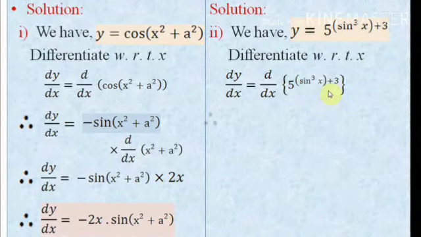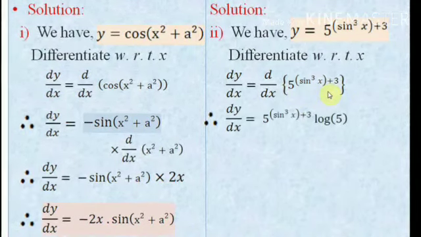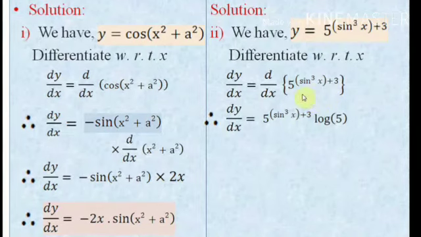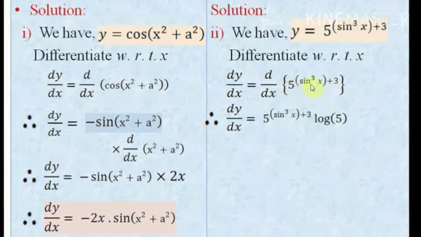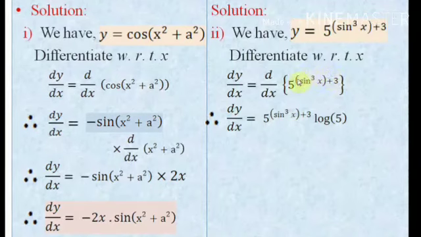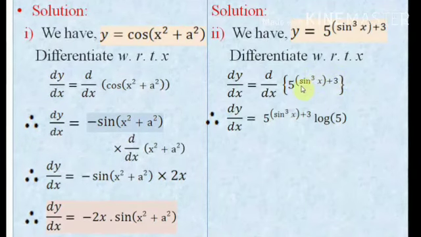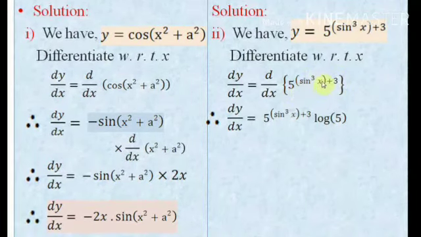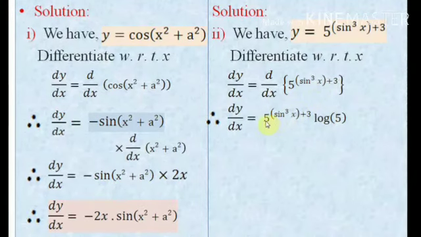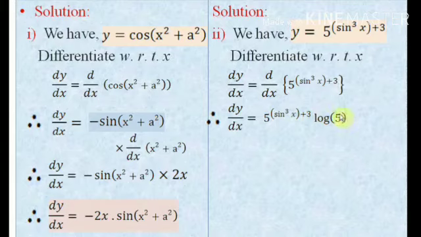Therefore dy by dx equal to, now here the given function is in the form where 5 is taken to be a, that is a raised to f of x. Okay, therefore if the given function is in the form of a raised to f of x, then the derivative, as already discussed, is a raised to f of x into log of a, and therefore dy by dx equal to 5 raised to sin cube x plus 3 into log of 5.